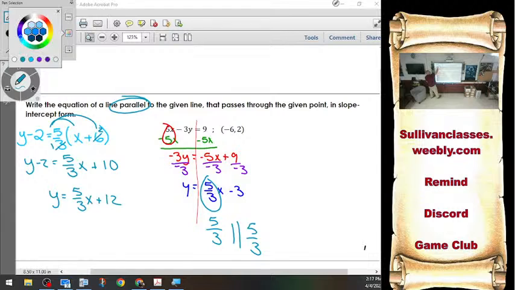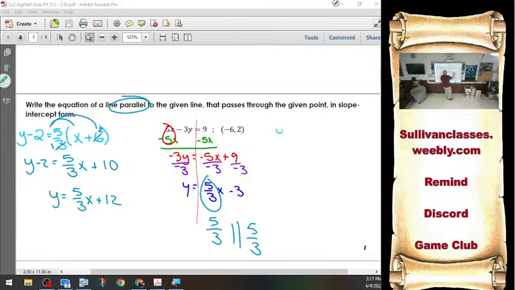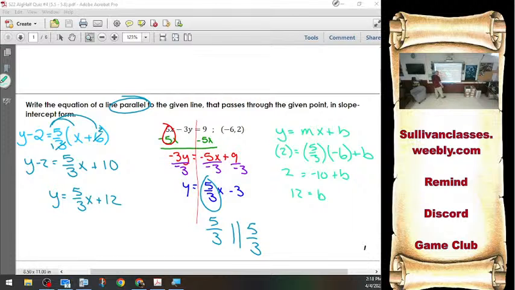Option 2, the way that most of you preferred, so I say y is mx plus b. I got a y, I got an m, I got an x. Go find b. Take negative 5/3 times 6, negative 10. Add it over. B is 12. Are you going to remember to put 2 and 2 together at the end, though? Slope, y-intercept.